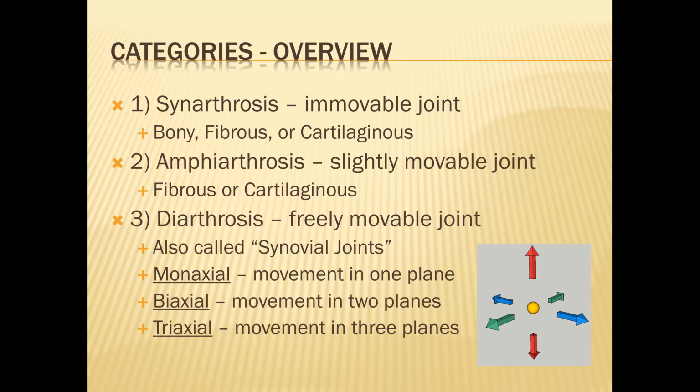Diarthroses have 3 different planes of movement. If you look at the bottom right corner, if you imagine movement in the 3 dimensions, a monaxial joint will allow movement in one plane. In this image, it would be along the axis of the green arrows. A biaxial joint will allow movement in 2 planes, like the green arrows and the blue arrows. And a triaxial joint will allow movement in all 3 planes, so the green, the blue, and the red arrows.